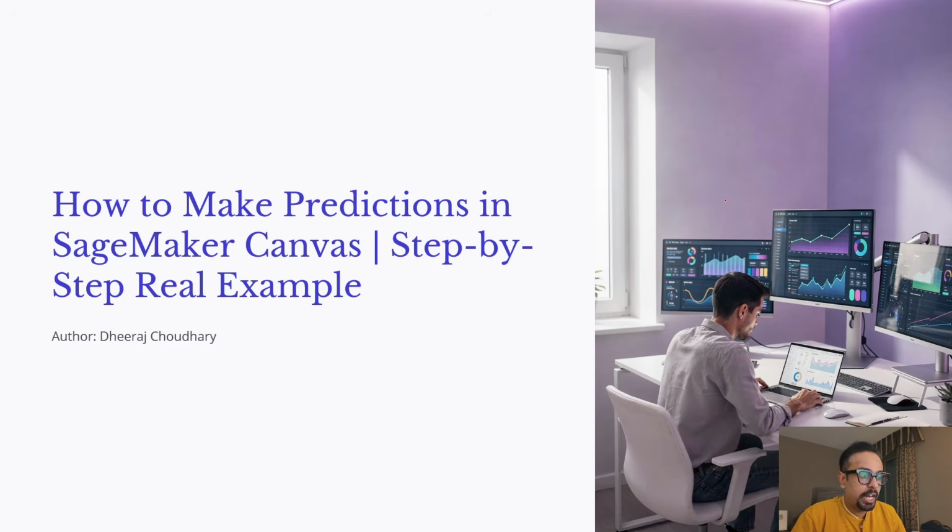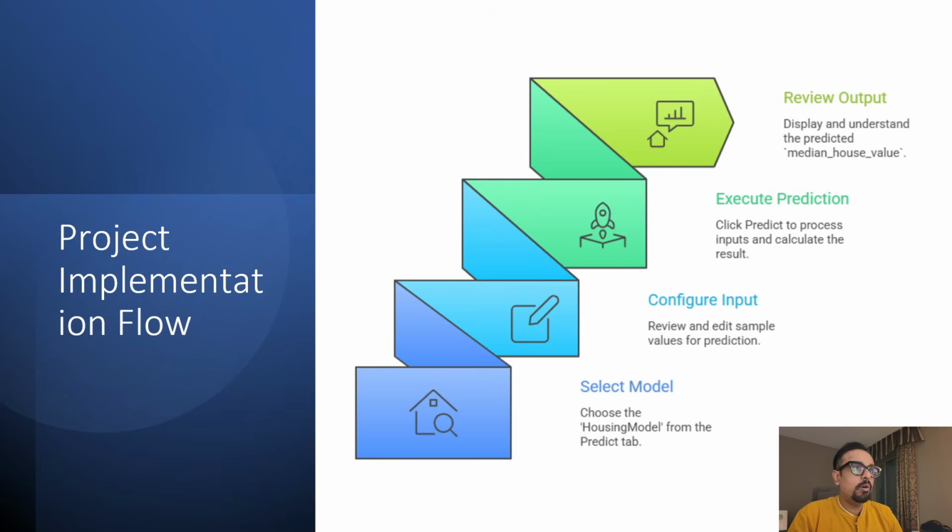My name is Dheeraj Choudhary and today we are going to see how to make predictions to the model that we have already built in our last demo by using Amazon SageMaker Canvas. So in today's demo, first and foremost, we are going to select the housing model, the prediction housing model that we built in our last demo. So we are going to select that model for our prediction today.